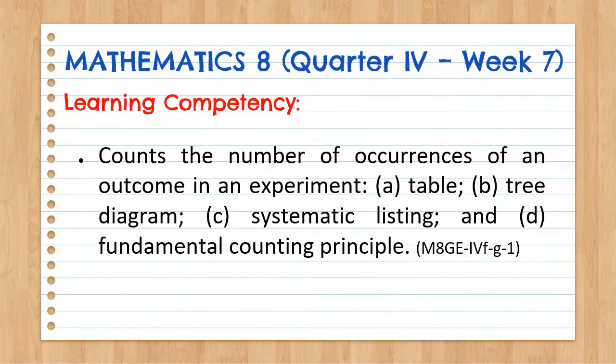In this lesson, I will be guiding you in this week 7 lesson for the quarter 4 of grade 8 mathematics. At the end of this lesson, you are expected to count the number of occurrences of an outcome in an experiment using table, tree diagram, systematic listing, and fundamental counting principle.